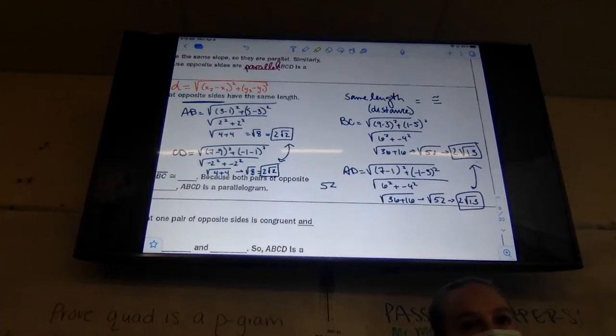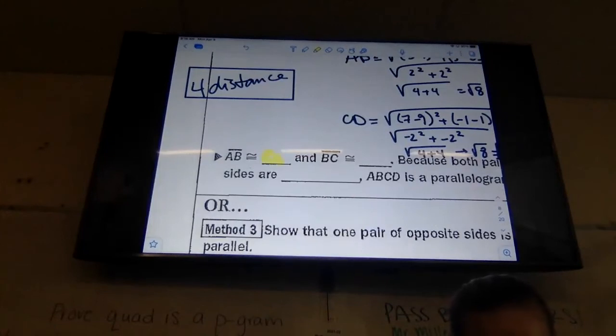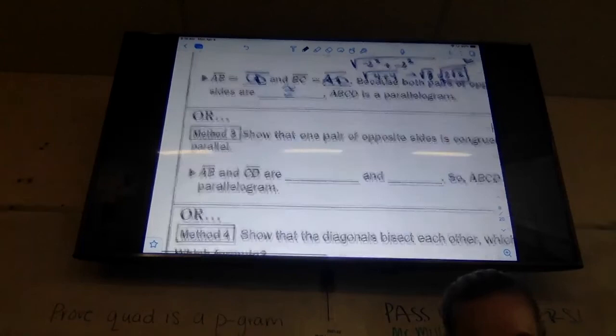Is anyone still looking? I'll give you a second. I see some of us are still looking. Remember, these are just your notes. I'm not going to come and see, did you do this or not? But I saw that all my distances were the same. So AB's distance is the same as CD, and BC is the same as AD, which means that the sides are congruent. So that makes it a parallelogram. So I can use 4 slopes to prove it's a parallelogram. I could use 4 distance to prove it's a parallelogram.